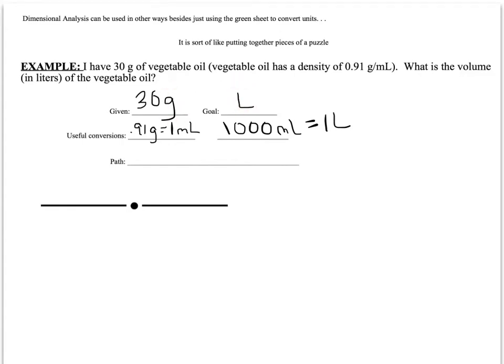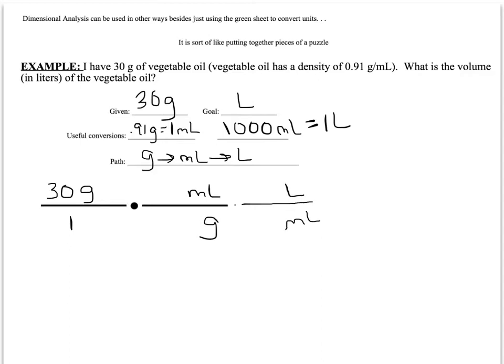And the path I'm going to take is I'm going to go from grams to milliliters using the first conversion, and then milliliters to liters using the second conversion. So just like before, I start by writing my given, 30 grams over 1. And I'm trying to get grams to cancel, so I'll put grams on the bottom and milliliters on the top. And I'm not done, so I need to add another line. Trying to get milliliters to cancel, so I'll put milliliters on the bottom, liters on the top.